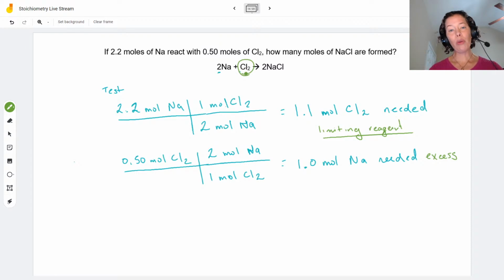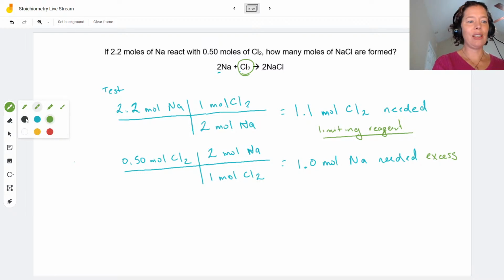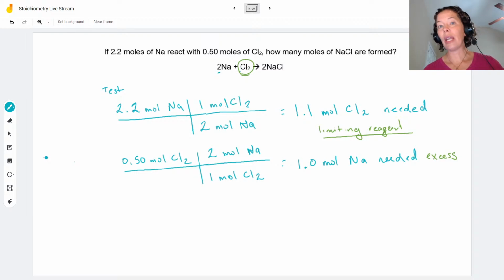So you can see how both calculations should point you to the same limiting reagent. If for some reason they don't, then go back and double check your calculations, and even double check your reaction or the problem, because there's an error somewhere. Both tests should tell you the same limiting reagent. That's why I like to do both of them, because then I have more confidence moving forward that I have identified the correct limiting reagent. Okay, so now that we know what the limiting reagent is, we can do our stoichiometry.